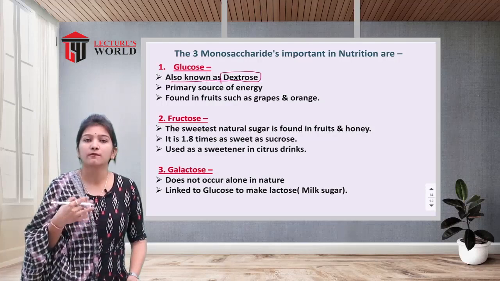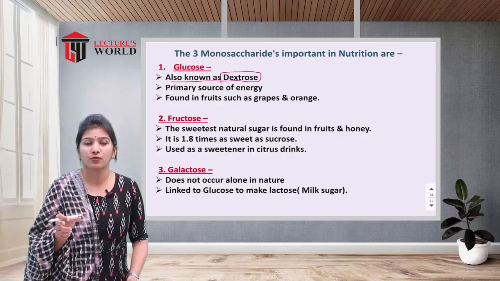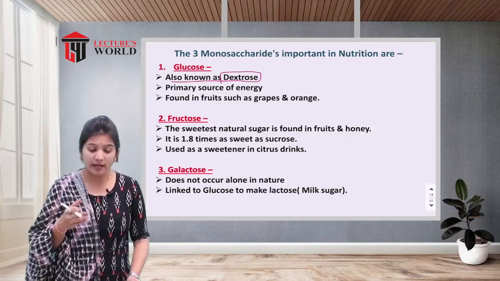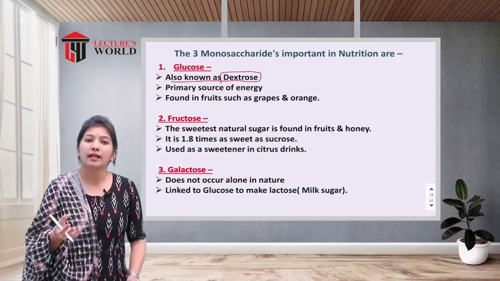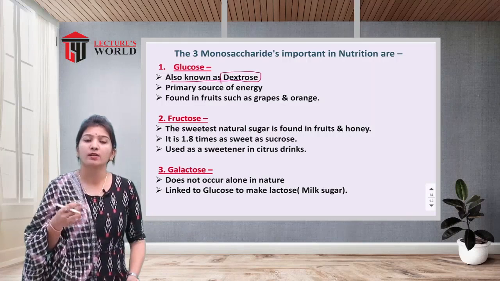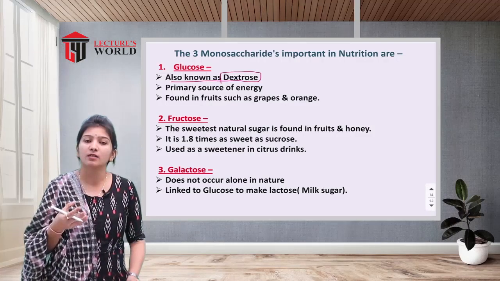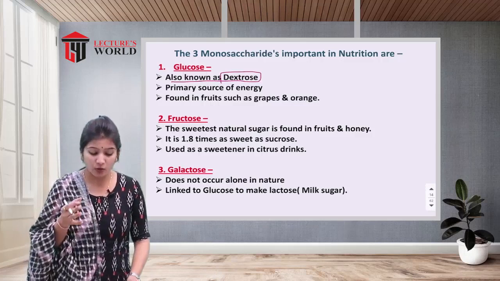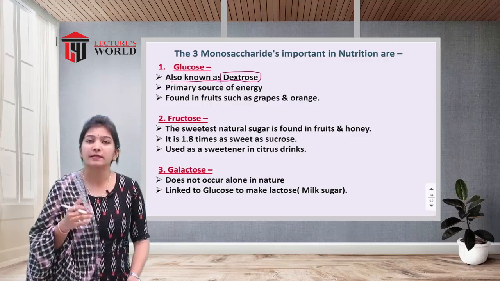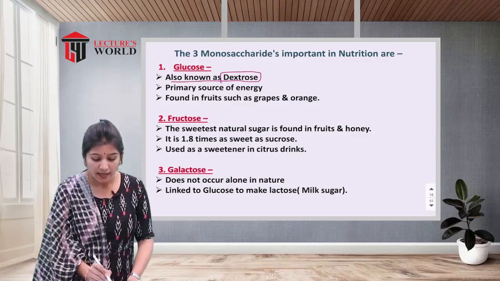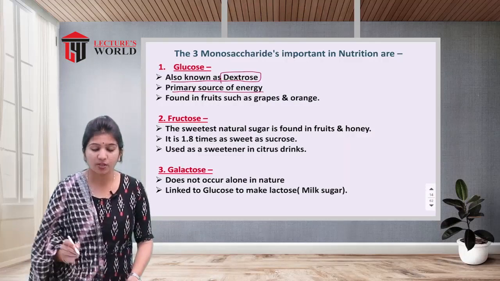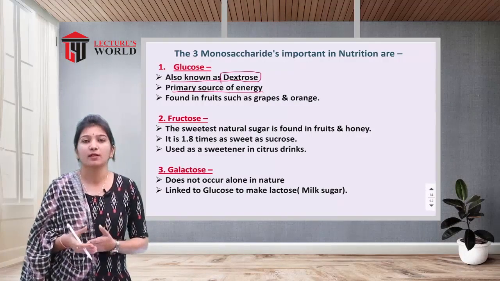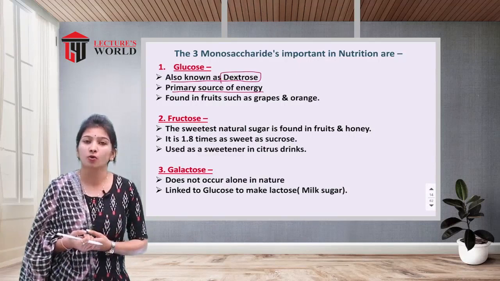The intravenous fluid we are providing is dextrose. DNS fluid contains glucose, and if you are having the pint, the intravenous infusion of DNS, you will get instant energy. So glucose, also known as dextrose, is a primary source of energy. One of the basic sources of energy from carbohydrates is glucose.